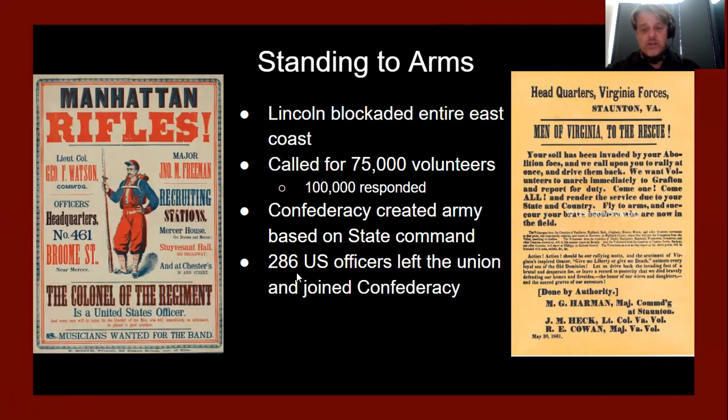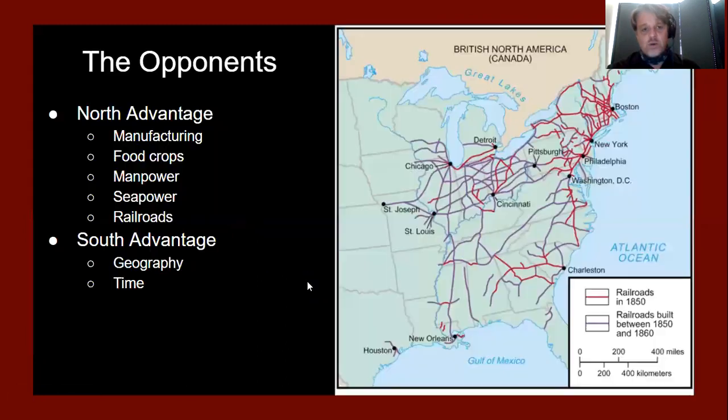These officers had all served together under McClellan. The big names that you remember from your biographies: Robert E. Lee, Grant, Sherman, Jeb Stuart, all of those guys under McClellan, they served during the Mexican-American War. They commanded different units as colonels, but they were serving under the same command. So they were all American soldiers, but 286 U.S. officers left and went to the South. So they had a pretty good officer corps.